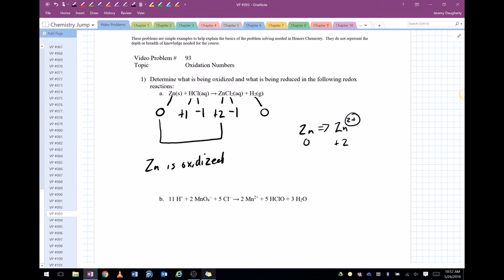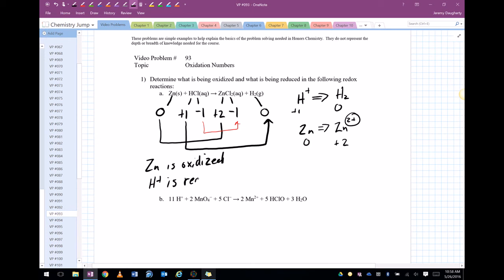Notice that the chlorine is going from -1 to -1, so the chlorine isn't doing anything. But the hydrogen is going from positive 1 to 0. So how do you go from a positive 1 to a 0? Well, you had to have gained electrons. You had to have gained something negative. So that must mean that the hydrogen ion is reduced.